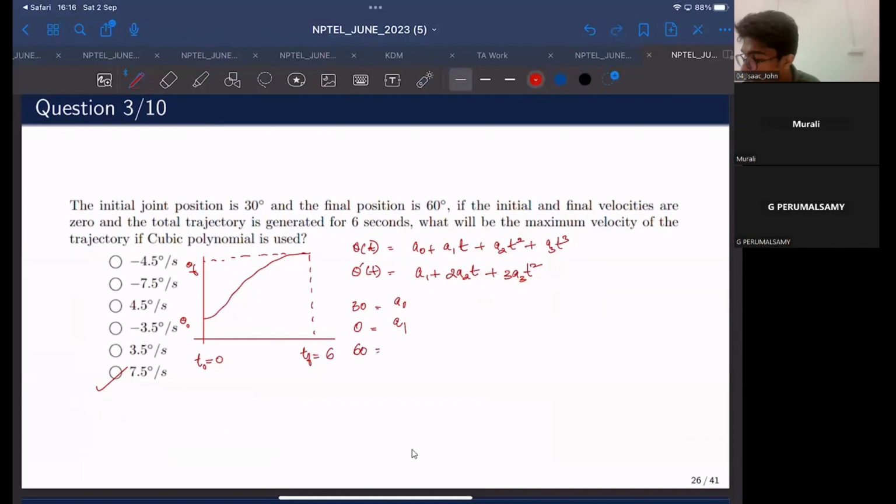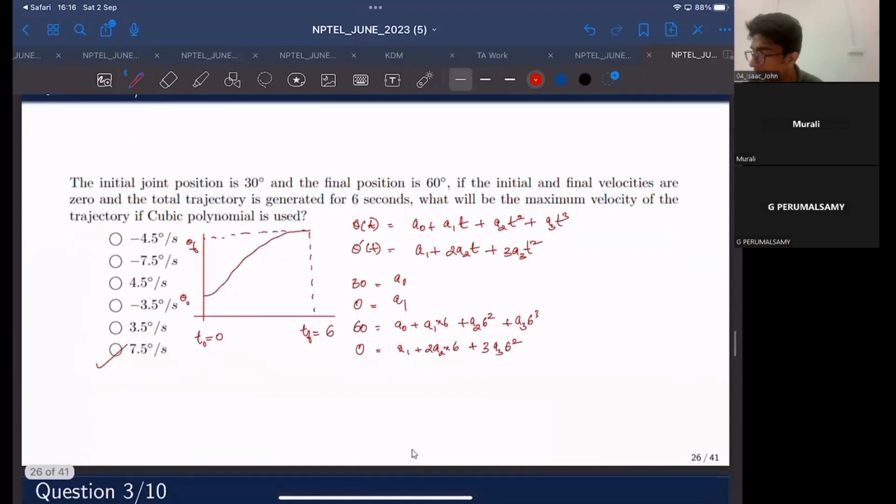And the final position is 60 degrees. So 60 would be a0 plus a1 times 6, since the final time is 6 seconds, plus a2 times 6 square plus a3 times 6 cube. And the final velocity is 0, so that would be a1 plus 2 a2 times 6 plus 3 a3 times 6 square. If you write this in matrix and vector form, you have a vector of unknowns a0, a1, a2, a3, and your boundary conditions are 30, 0, 60, 0.